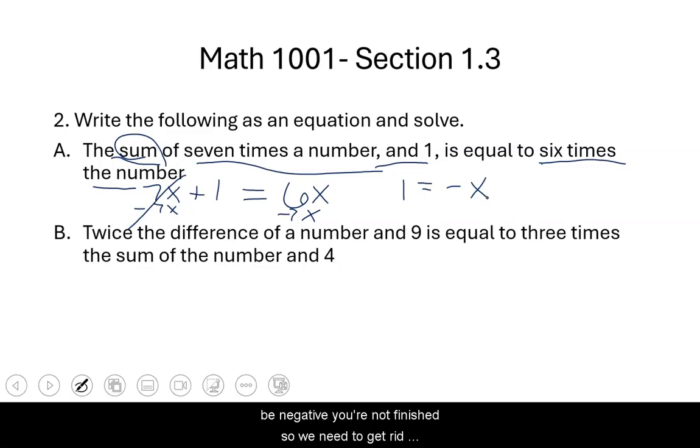So that's going to be negative 1x or negative x. Well, x can never be negative. You're not finished, so we need to get rid of that negative. They're connected through multiplication, so to get rid of the negative is division. So divide both sides by negative 1. So 1 divided by negative 1 is negative 1.